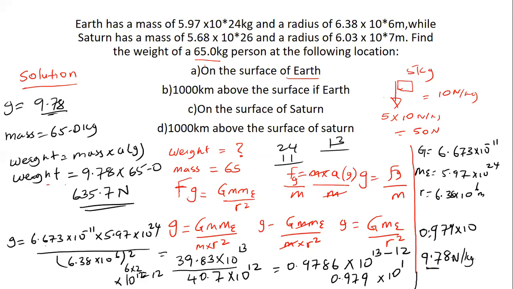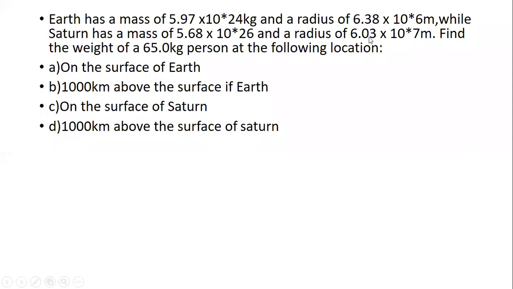Let me make you understand how to get it. The unit of this is Newton per kilogram, right? And you multiply this by kilograms. Do you listen to me? So this will cancel this, then you're left with Newton. So the answer is 635.7. So now we've been able to solve for the first one.